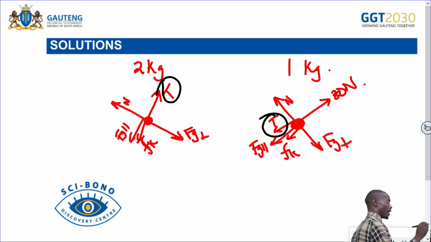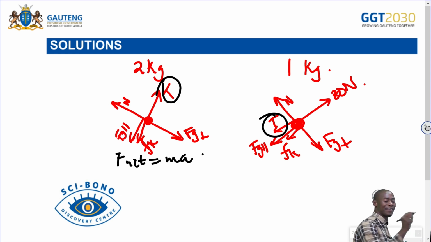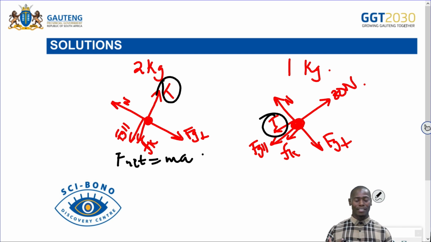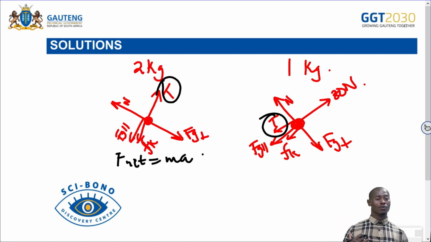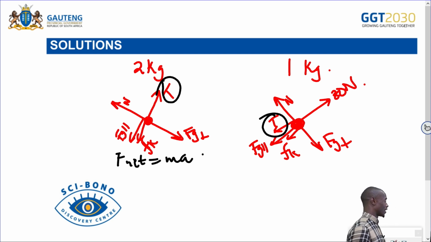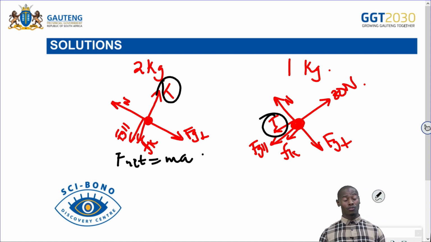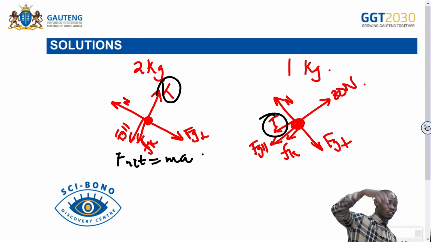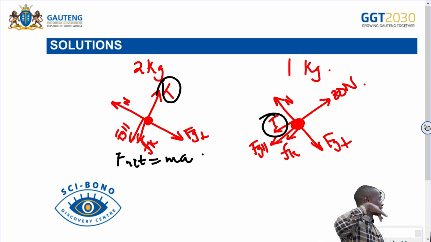I'm having F net equals to ma. Why is F net equal to ma? They cannot say state Newton's second law of motion in words and then the question that follows is not about the application of that law. So this object is accelerating, that is why I'm having F net equals to ma. We need to choose a direction here, we are dealing with forces, or vectors. We are taking the direction of motion as positive, which is up the slope.